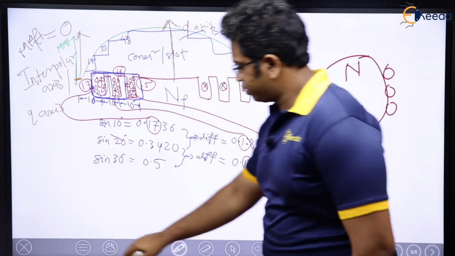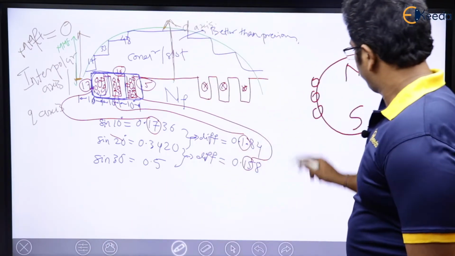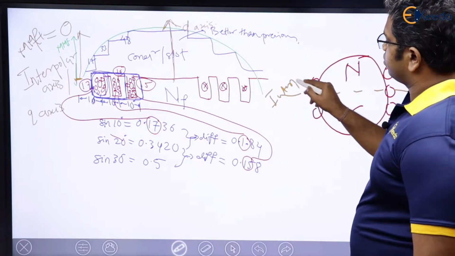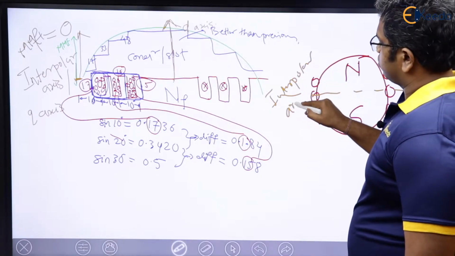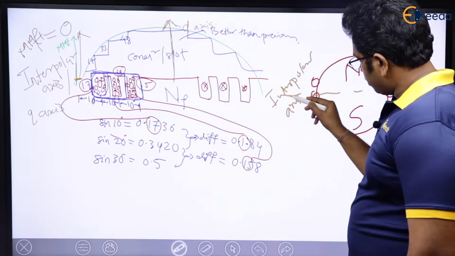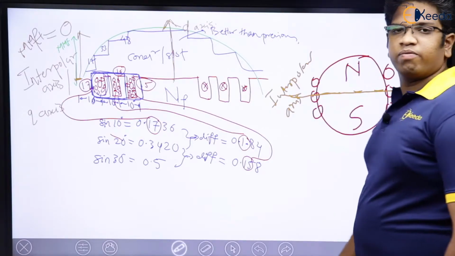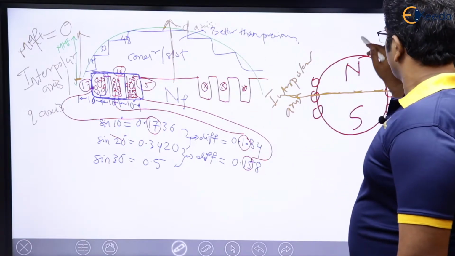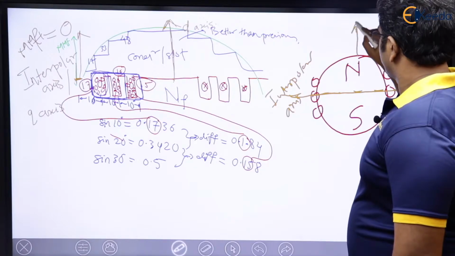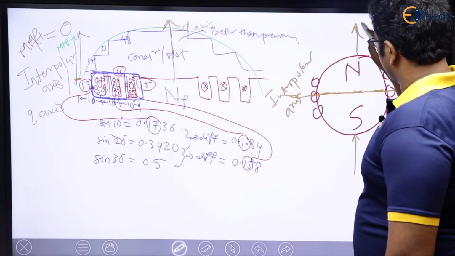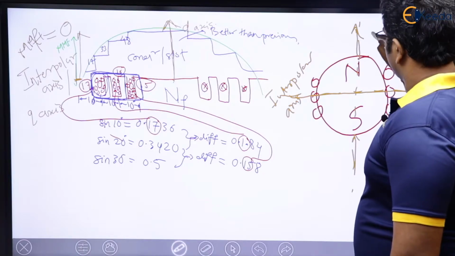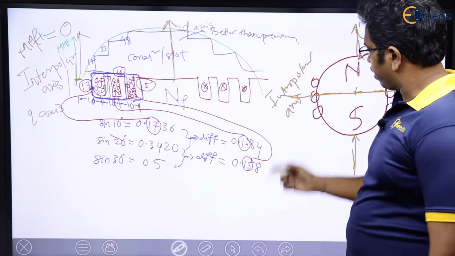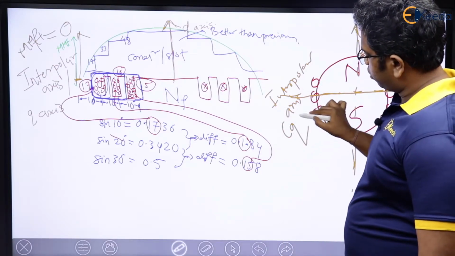Now we know that this is going to be the interpolar axis. In this particular axis, MMF is going to be 0. Why it is 0, we have already discussed. Then on this axis, the field is going to be maximum. This is the reason it is called the D axis, or direct axis, whereas this is the interpolar axis, also called the Q axis.